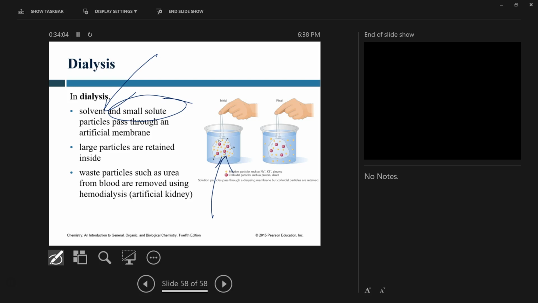Now, dialysis is used medically in patients with failing kidneys. So your kidney is the organ that filters stuff out. It's not the liver. Liver doesn't filter things out. It's kidney. Kidney works in a very interesting manner.